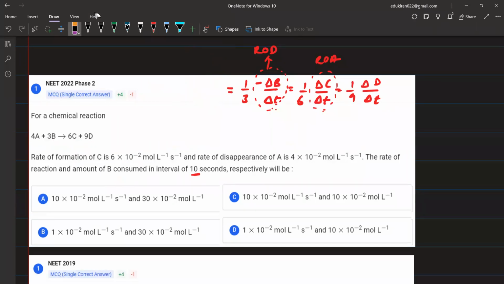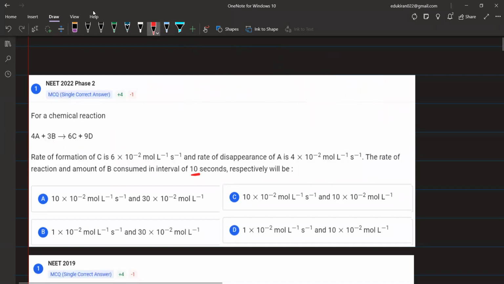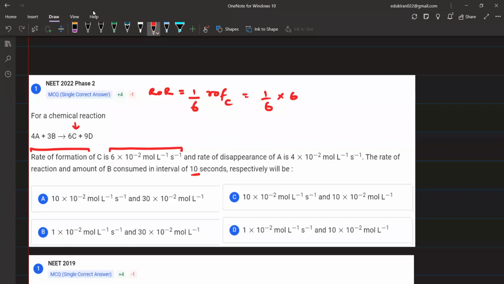First of all, I hope all of you saw the equations. Okay. What they have told? They have told rate of formation of C is 6 into 10 to the power minus 2. That means I will write the rate of reaction in terms of C. This will be equal to C is the product, so it will be positive 1 by 6 into rate of formation of C, right? So the rate of reaction will be equal to 1 upon 6 into 6 into 10 to the power minus 2. So the rate of reaction becomes 10 to the power minus 2. Okay, correct? Yes or no, please tell me.